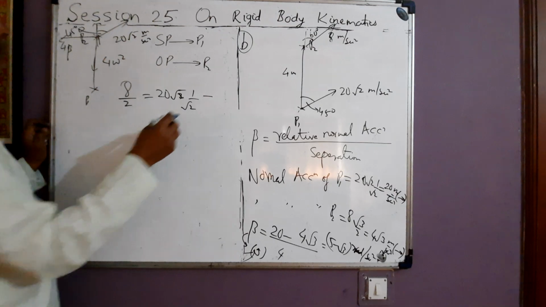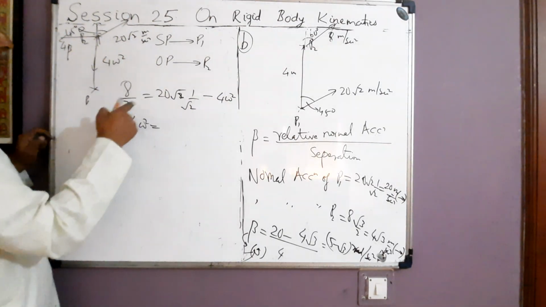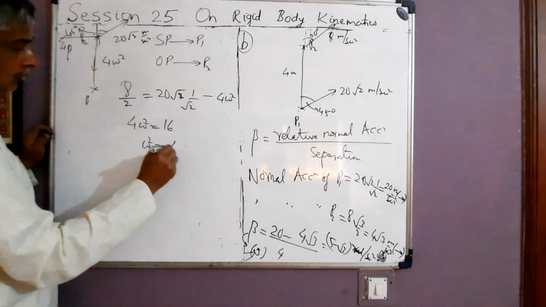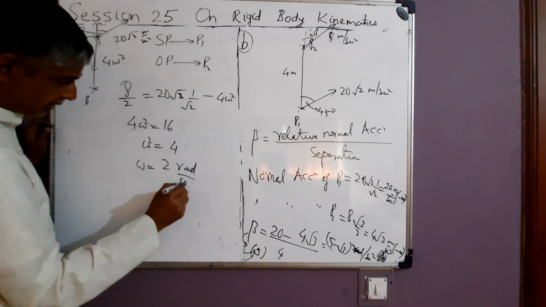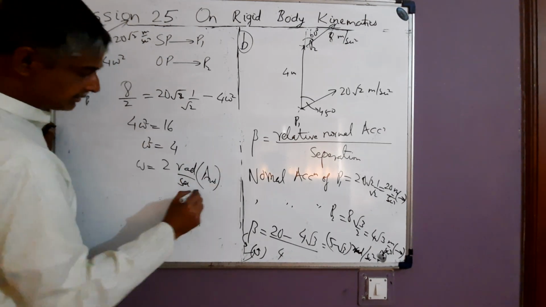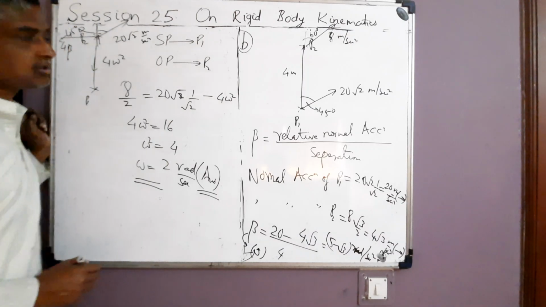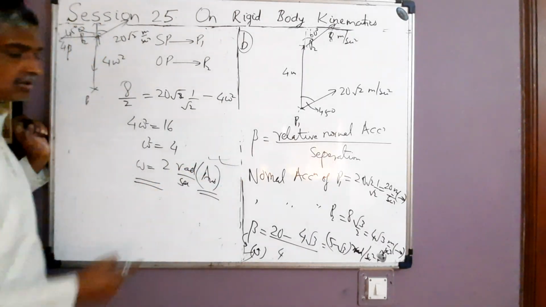Minus, it becomes how much? 4 omega square. So 4 omega square becomes 20 minus 4, 16. Omega square becomes 4. Omega becomes 2 radian per second. That is the required answer. Again, we cannot say anything regarding the sense of omega because nothing has been said regarding velocities of P1 and P2. So that we have to specify. So this is the required answer.